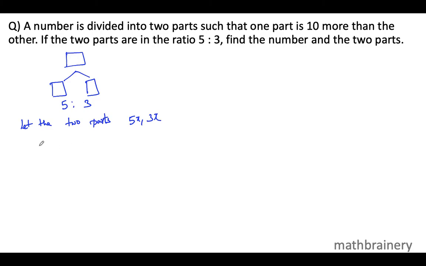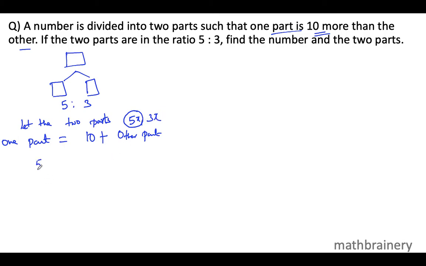Alright. Now what is given? One part is 10 more than the other part. That means one part of the number is a bigger number. One part is the bigger number and the other part is a smaller number, isn't it? Which is bigger among 5x and 3x? Obviously 5x is bigger among them. 5 times the number is bigger than 3 times the same number.